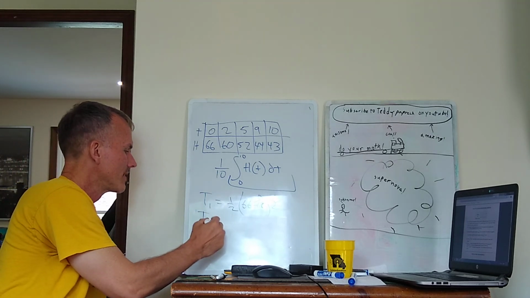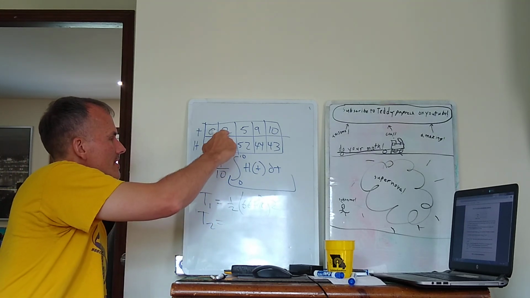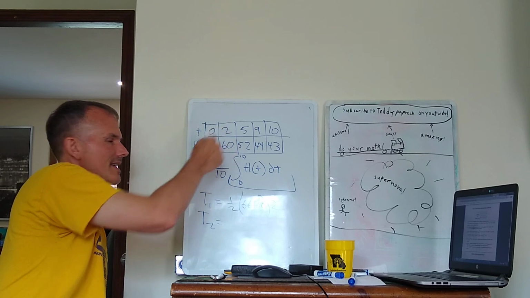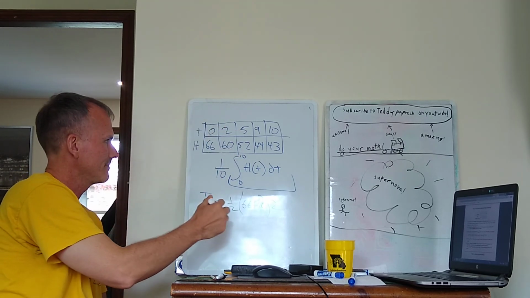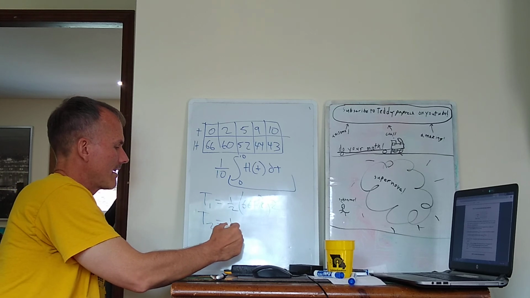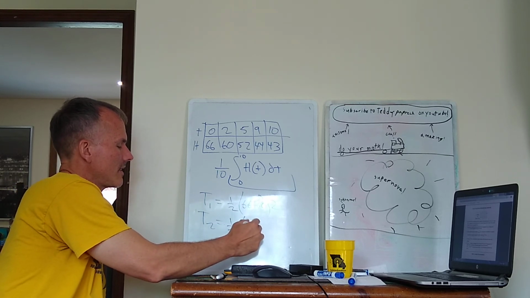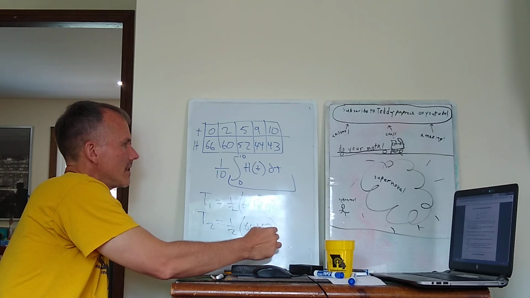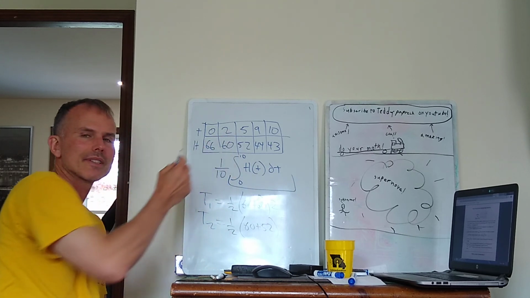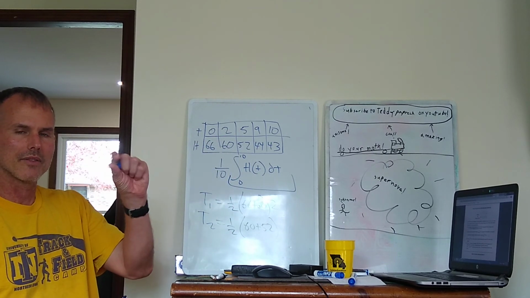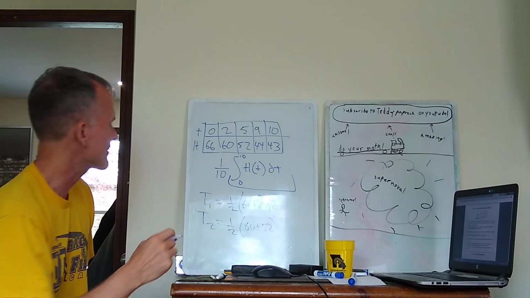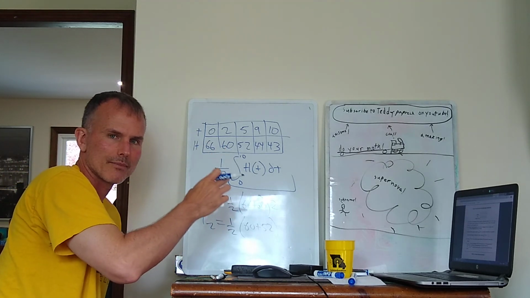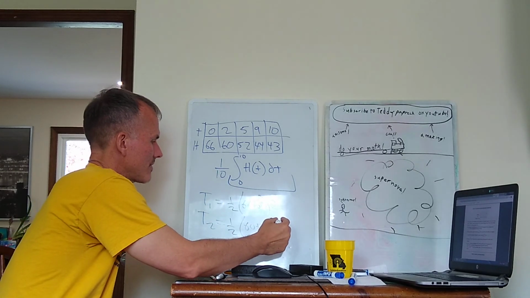T sub 2 would be the trapezoid that has one base that rises out of 2 and another base that rises out of 5. So the area is going to be 1/2 times 60 plus 52 times the height. Now the height of this trapezoid extends from 2 to 5 along the t-axis or the x-axis. So the horizontal distance between the bases here is going to be 3.